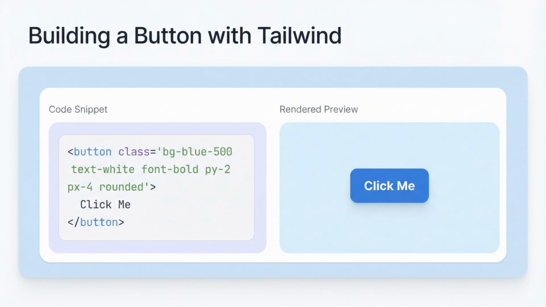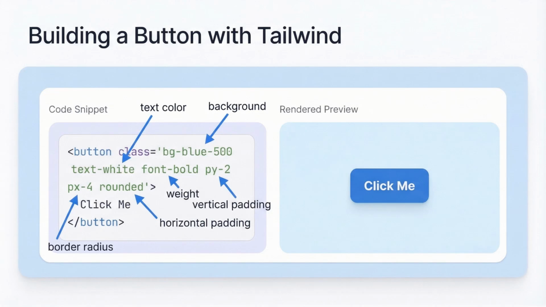Let's put it all together and build a button. We use bg-blue-500 for the blue background, text-white to make the text white, font-bold to make it bold, py-2 for vertical padding, px-4 for horizontal padding, giving the button a nice shape, and rounded to add border radius for rounded corners. That's a fully styled, professional-looking button with just 6 utility classes. Each class has one job. That's the philosophy of Tailwind.